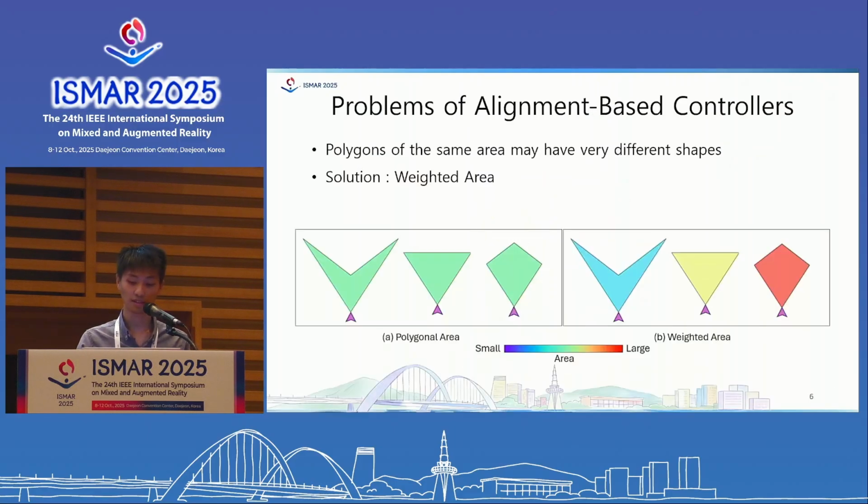Using polygonal area as an alignment metric seems straightforward. However, this approach has a key limitation. Polygons with the same area can still have very different shapes. As a result, the controller might treat two directions as equally good, even though one direction is much riskier. To overcome this, we introduced a new approach called weighted area. Instead of treating all polygons with the same area as equivalent, we subdivide the walkable region into small units and assign different weights to them, based on certain assumptions or additional information. This way, the controller can better distinguish which regions are more important for safe walking.